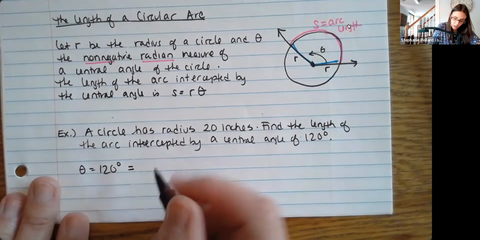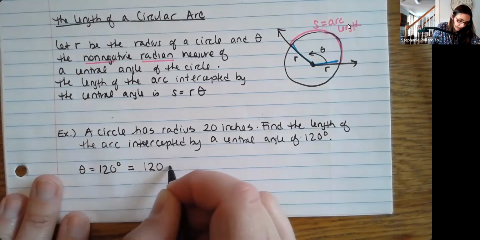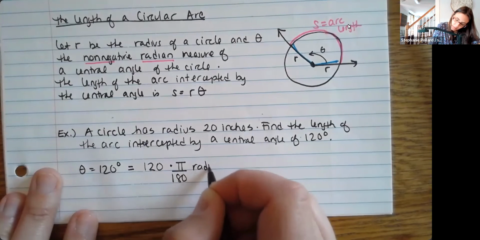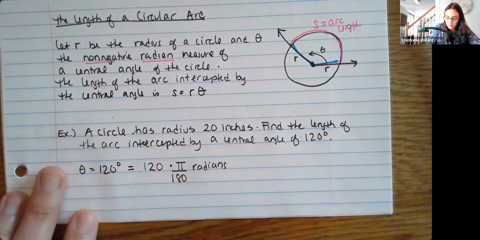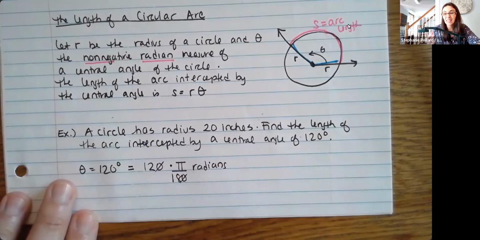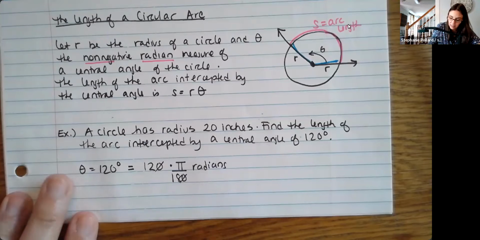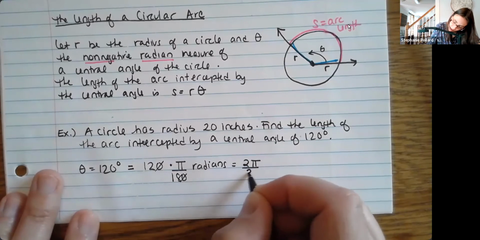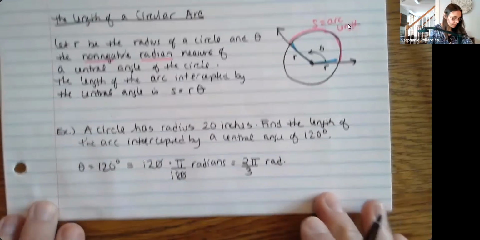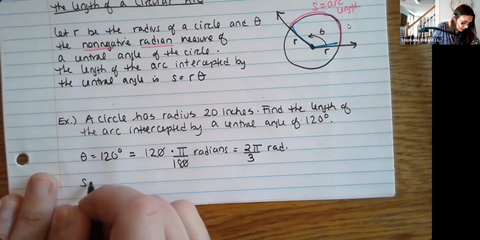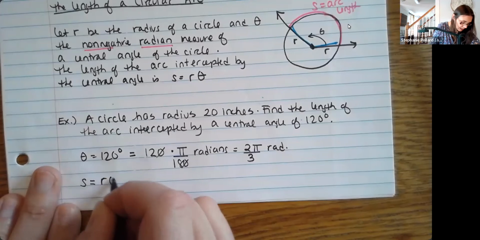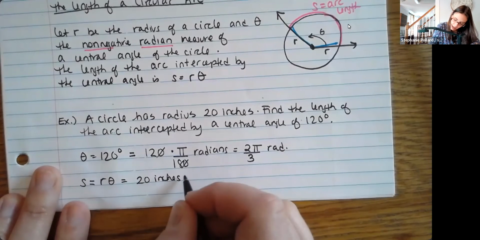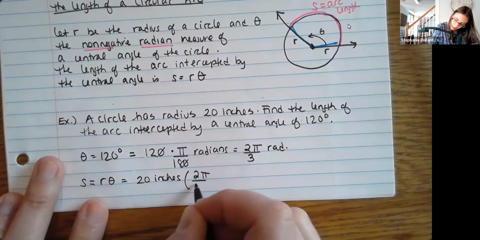Think back to how we change that over. We take that 120 and multiply it by pi over 180 to give us the result in radians. The 2 zeros are obviously going to cancel, and then 6 divides both into 12 and 18. So you have 2/3, or 2 pi over 3 radians. And then I can find that length. My R theta is going to be 20 inches times the 2 pi over 3.